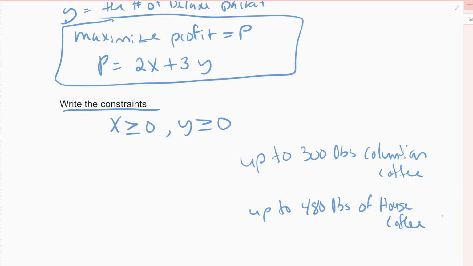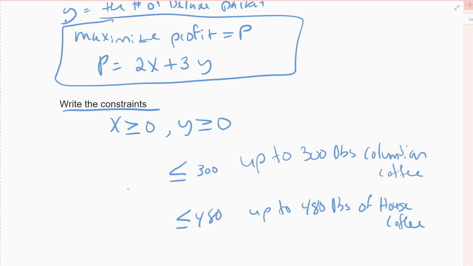So they can use it all up, or they could use less than all of it if they don't think they're going to sell as much. And so the blends have to be less than or equal to 300, and less than or equal to 480. Remember, it's the equation part that has to be less than. My equation of deluxe coffee and economy coffee has to either equal the amount of coffee I have or be less than the amount of coffee I have.